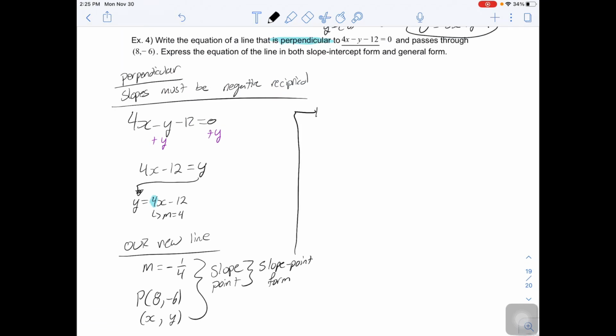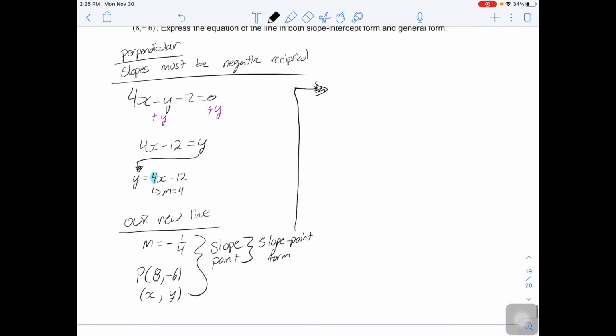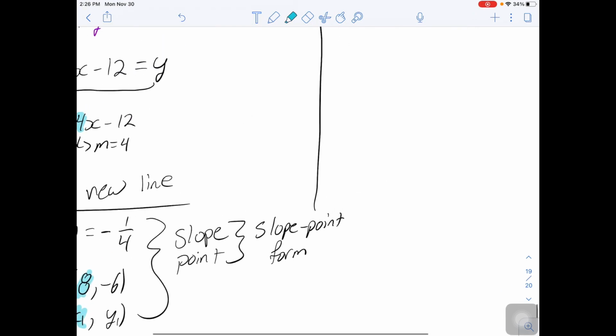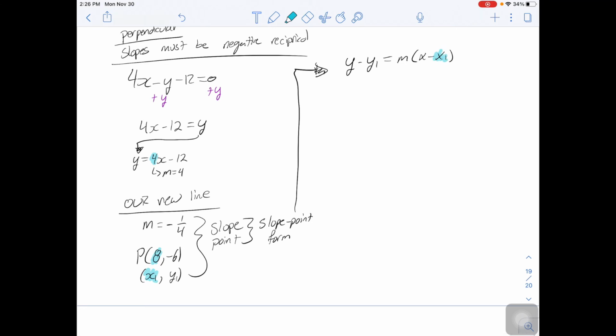So let's bring up our work and let's write it into our slope point form. So recall that slope point form is y minus y1 equals m times x minus x1. In this case, the only point that we're given will be x1 and y1. So my 8 will be x1, and my y1 will be negative 6. And here, our slope, negative 1 over 4, will be our m value. And now it's a matter of just plugging it in correctly.